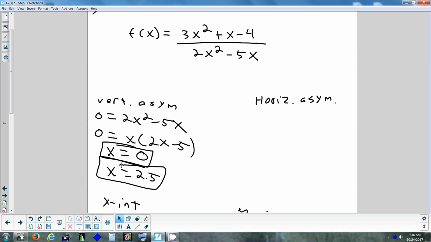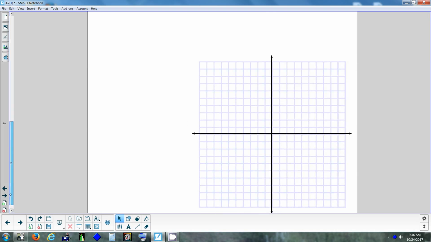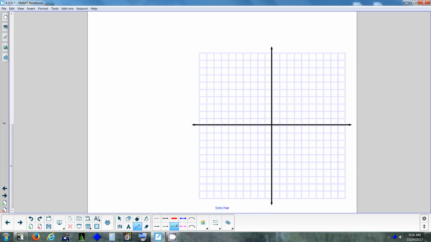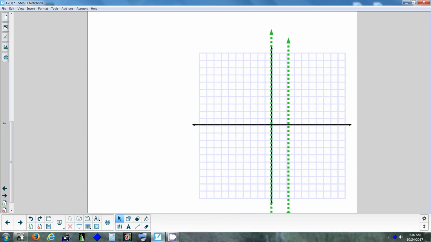Now, some people like to do all the work first and then all the graphing second. I kind of like once I get something to then sketch it. So I'm going to put the asymptotes in, at 0 and 2.5. So there's 0 and 2.5.